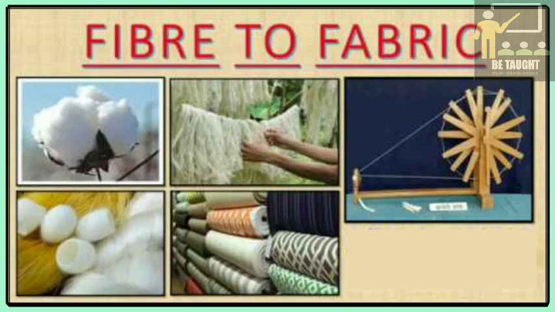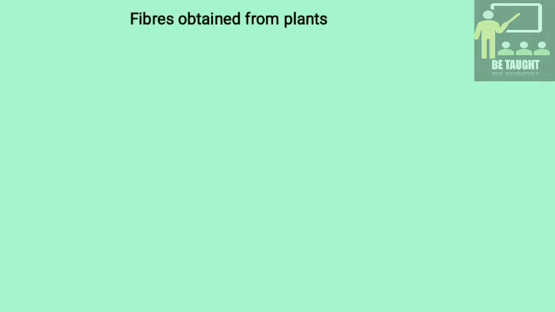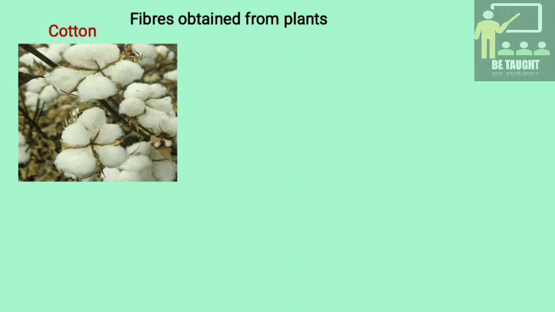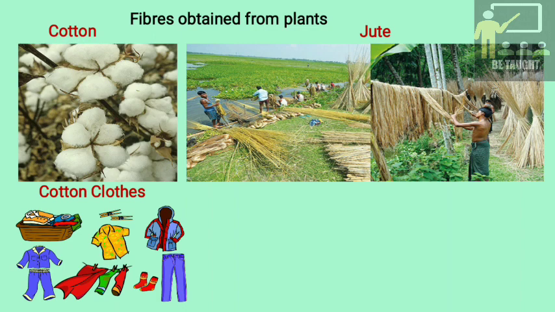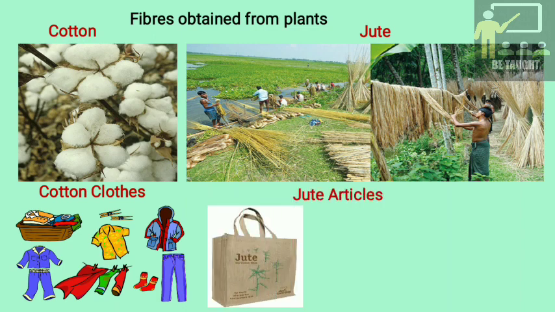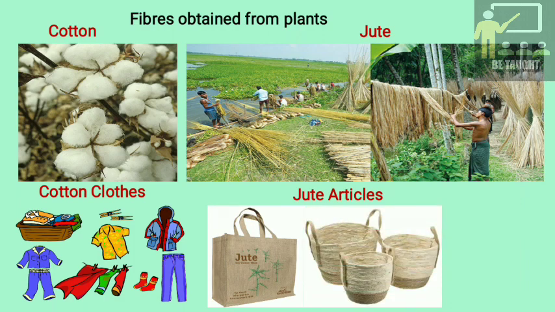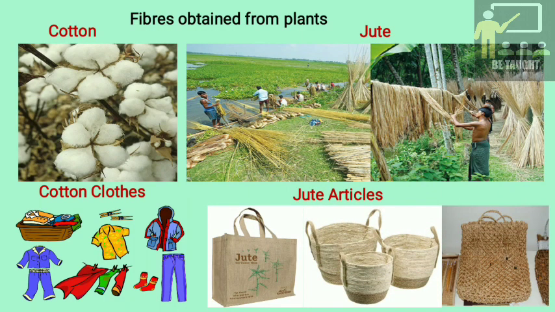So now we shall see the journey from fiber to fabric. How do we get it? Fibers obtained from plants are known as natural fibers. Cotton, jute. From cotton we get cotton clothes and many other things. And from jute we get jute articles like a carry bag, baskets, a handbag, etc.